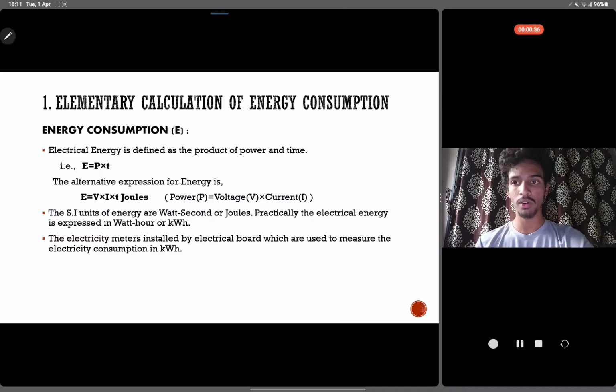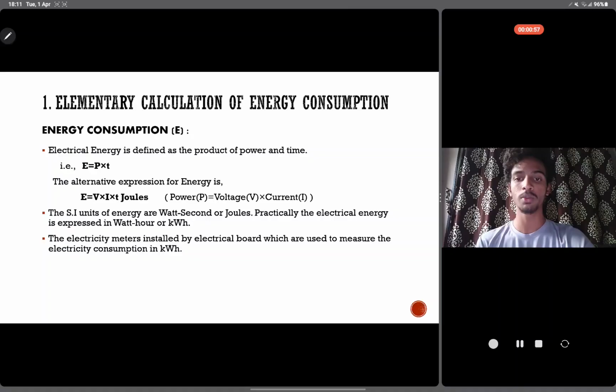Starting from the basic definition, electrical energy is defined as the product of power and time, where capital E is equal to P into T. We can also write this expression in terms of V and I, that is E equal to V into I into T, whose units are joules.